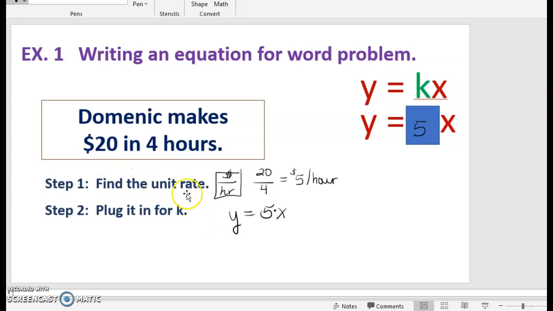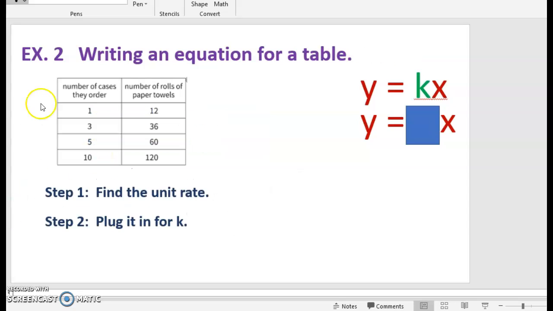Let's think about what that means. This is the x value, 4. So 5 times 4 will give us 20. Let's see what it looks like in a table.